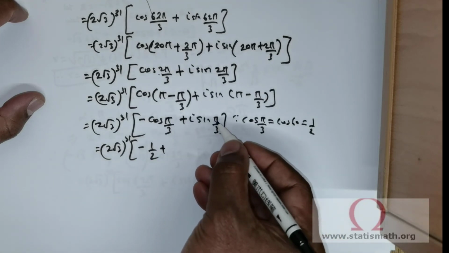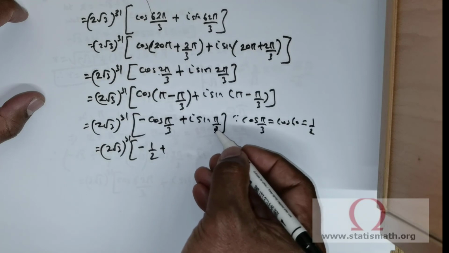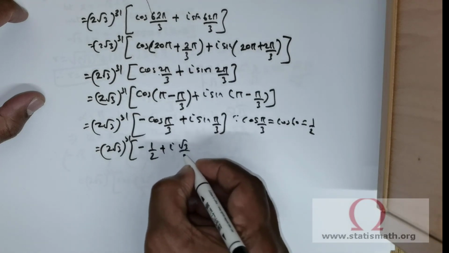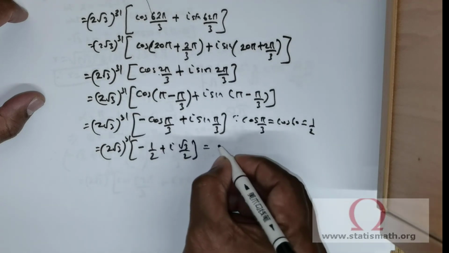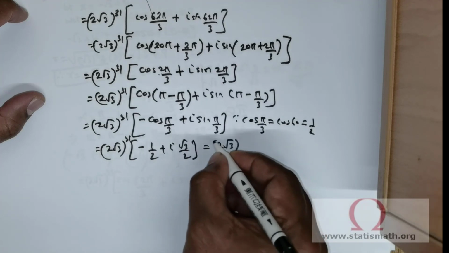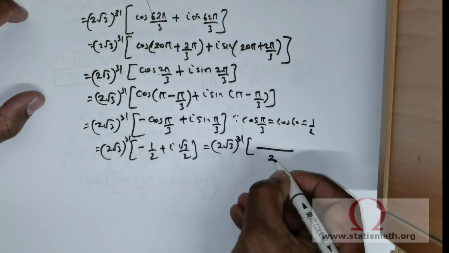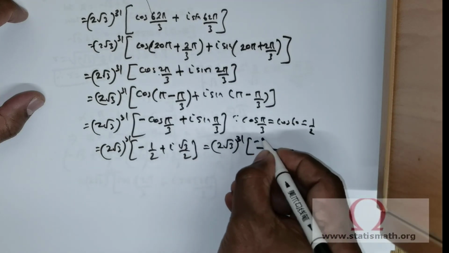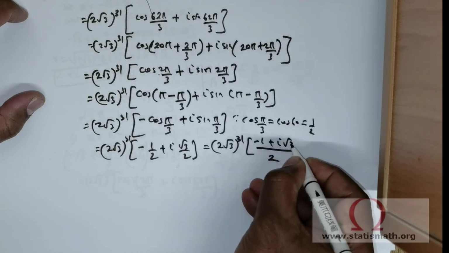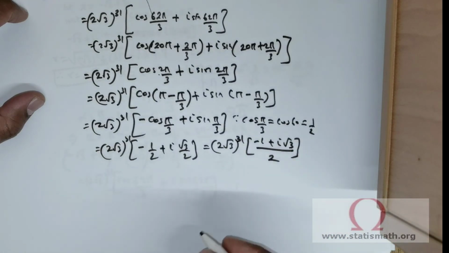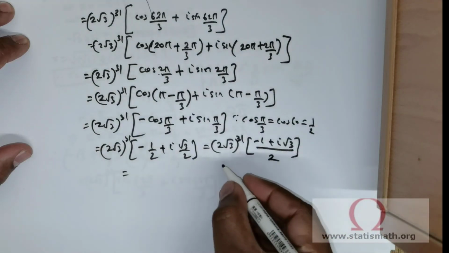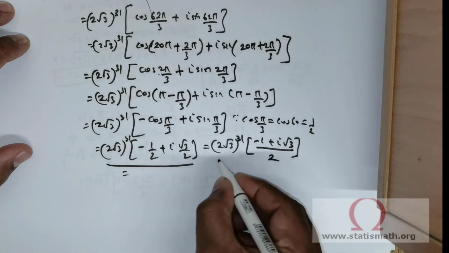i times sine 60. Sine 60 is root 3 over 2. So this is equal to 2 times root 3 raised to the power 31 times, taking the LCM as 2, negative 1 plus i times root 3 over 2. So this is what I get. You can either stop here or stop here.